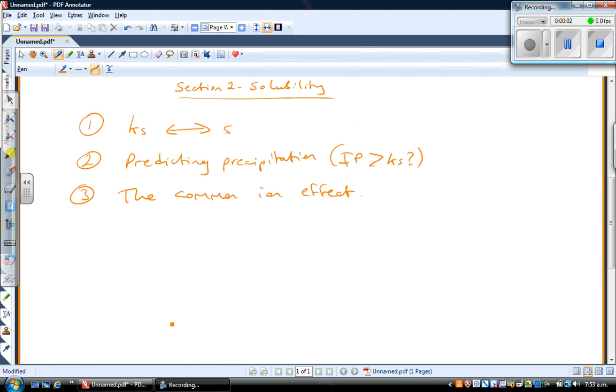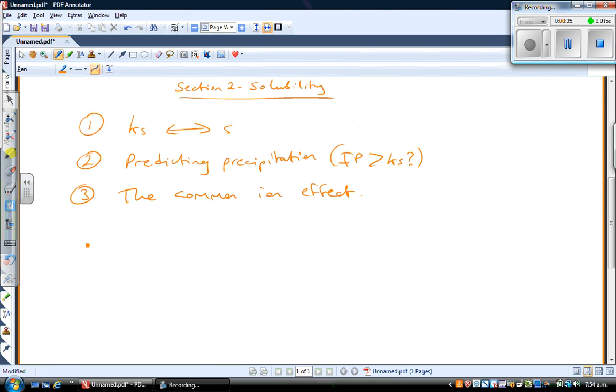So welcome to the final video in our series for aqueous systems. This section I'd like to call section 2, because that's how I would teach it, as the second section. And there's three main concepts we need to cover today. There's solubility product converting to solubility or back again. Number 2, predicting precipitation, which is the relationship between ionic product IP and the solubility product Ks. And then the third thing, which is probably the trickiest of the three, is the common ion effect.